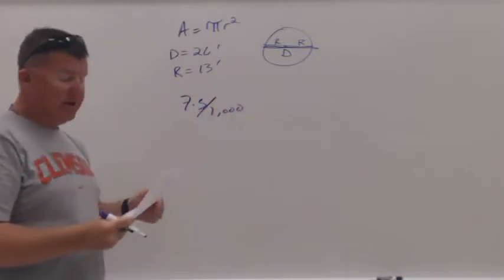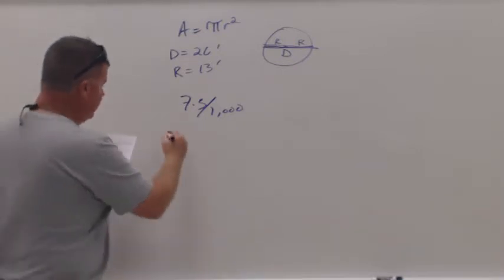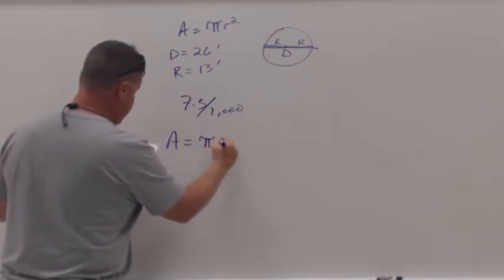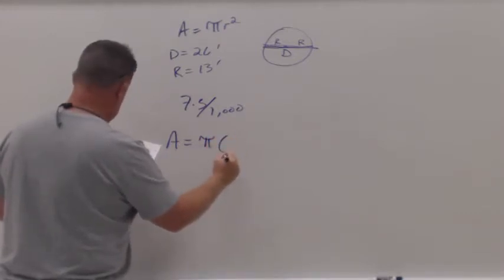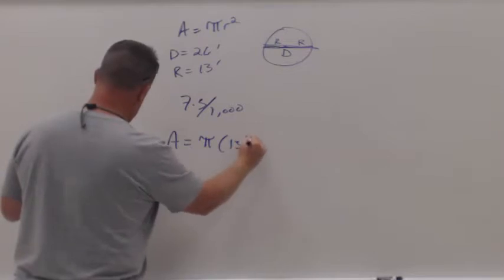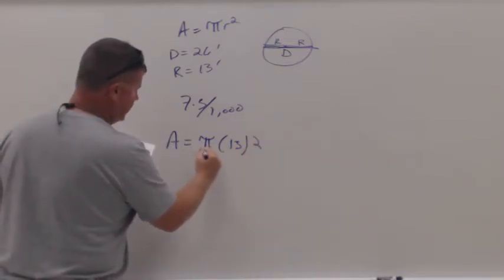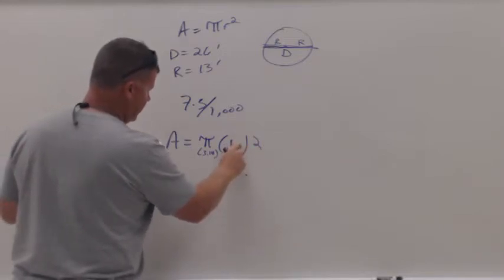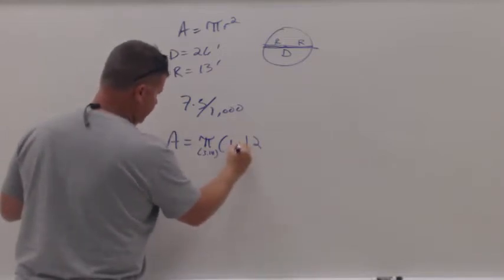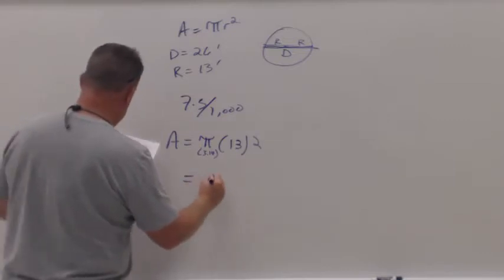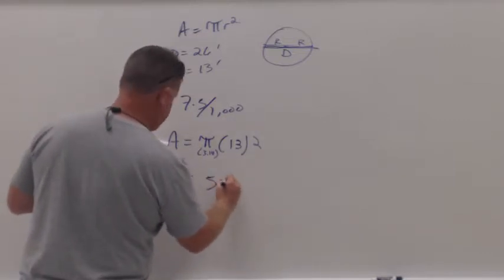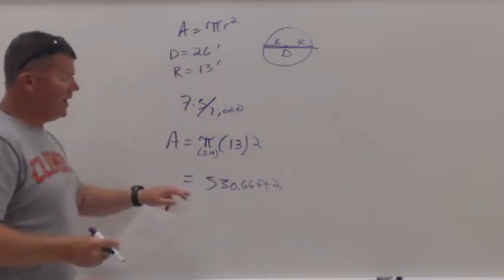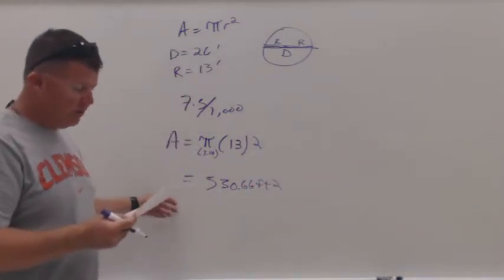So let's go ahead and do our area of the circle. The area is equivalent to pi times the radius, 13, squared. Pi is 3.14 times 13 squared. And that's going to work out, guys, to 530.66 square feet. That's the area of the circular patch that we're doing.